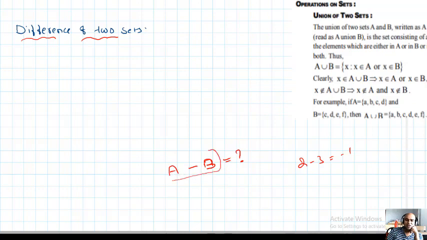A minus B is a set of elements which are in A but not in B. Means from the set A we want to remove the elements which are in B. The rest of the elements in A is called A minus B. So I will write that now.